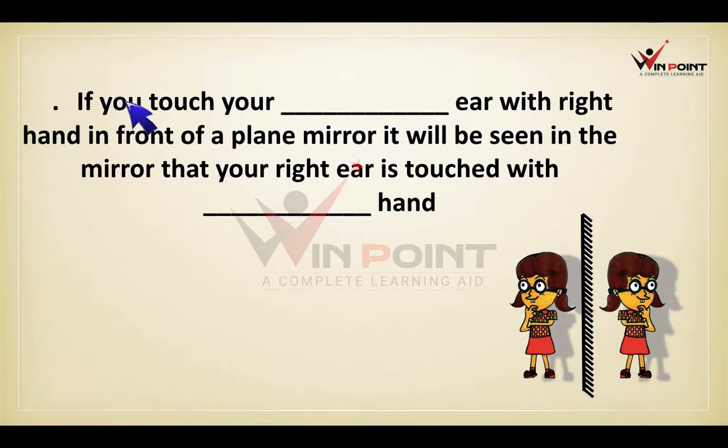So here, if you touch your dash ear with right hand, first we will discuss about the ear. In the mirror, it is the right ear. So we can say that in reality it will be the left ear. You are touching your left ear with right hand, so in the mirror it will be the left hand.